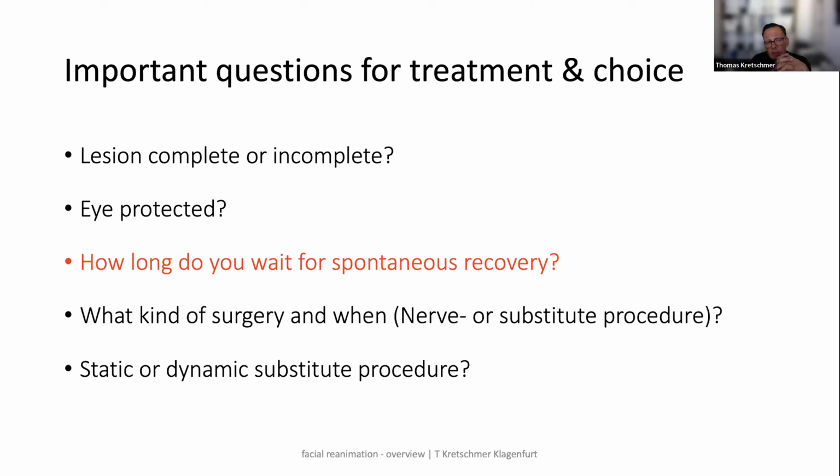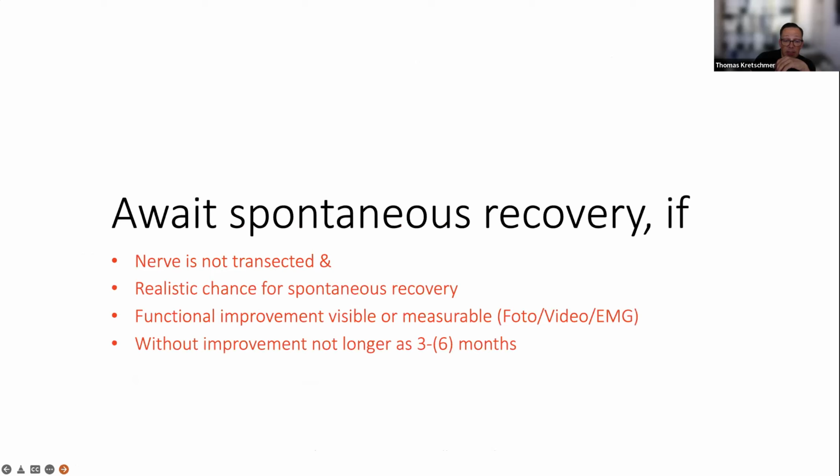So you should have a picture of how long you wait for spontaneous recovery, and of course, what kind of surgery and when. Do you go for a nerve procedure, or do you go for a substitute procedure? And do you use static or dynamic substitute procedures, or do you combine? And all of this will be answered in the exemplary cases that we also will see.